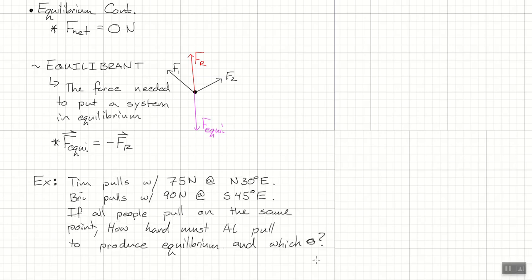green, Nick. So we have Tim and Bree pulling on this from the same point, and we'll sketch the free body diagram here in just a moment. All we need to know is the third person, Al, we'll call them, how hard and which direction they have to pull so that we're at equilibrium.